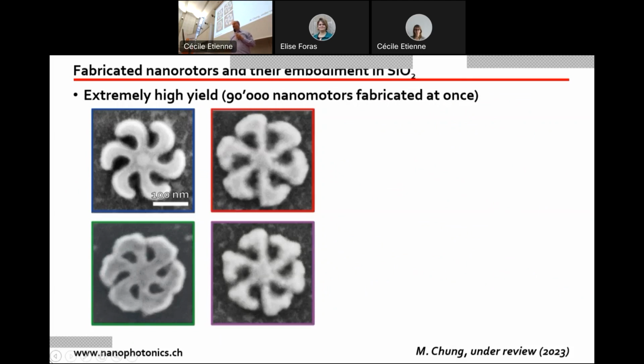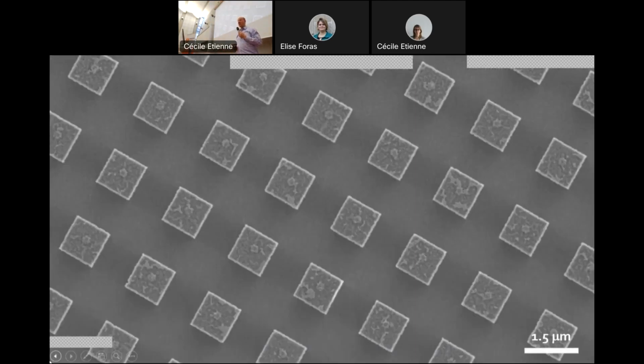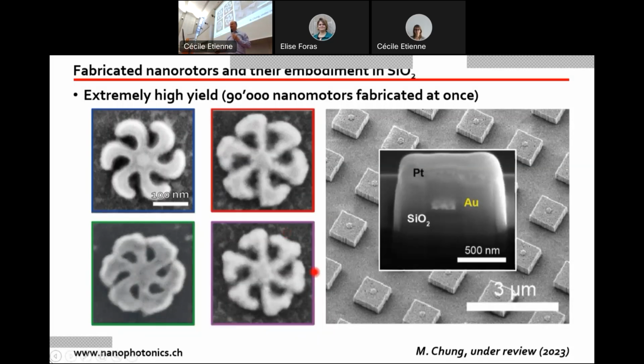What was also quite interesting is that the yield is very high. On a wafer, we use a 4-inch wafer, you put 90,000 such motors, and they all look alike. So this is the glass block. And inside, in the middle, you have the little gold nanostructure. If you make a cut, this is what you see. You see here the gold nanostructure just in the middle. And on top of that, there is glass. For the focused ion beam, we had to put some platinum on top.